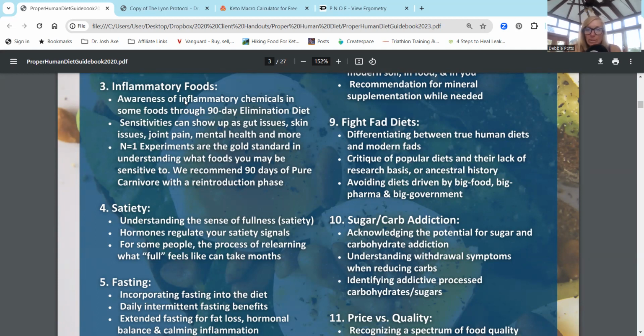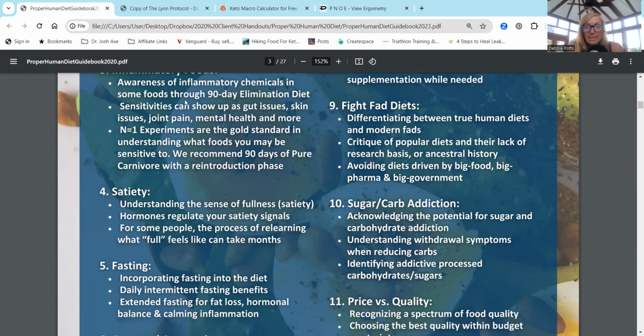Remember, it's an N=1 experiment. And I say this all the time. This is the gold standard. So you can pay for the lab tests that I run, the functional labs. They cost money, but if you can't afford it to do a Zoomer test or food sensitivity test, just eliminate the food and pay attention to how you feel. But you have to go 90 days.